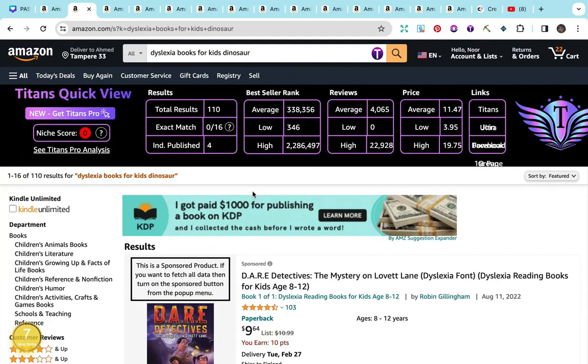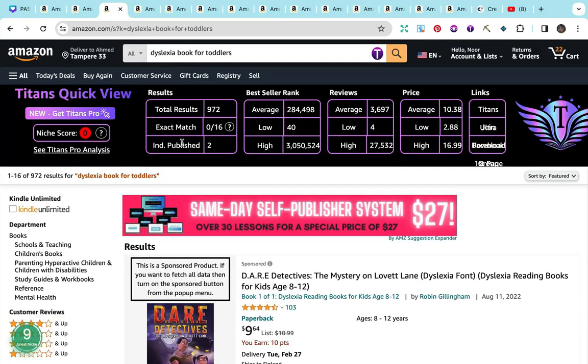Now let's jump onto the third keyword for the day. Our third keyword for the day is dyslexia book for toddlers, and I'm guessing this is a short story type of book for toddlers about dyslexia. So keep it sweet, keep it simple, keep it with minimal wording as well, very simple writing and simple images that toddlers would like. We have the total results sitting under 1,000 and they're currently at 972.